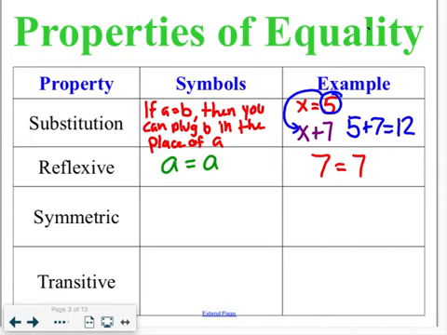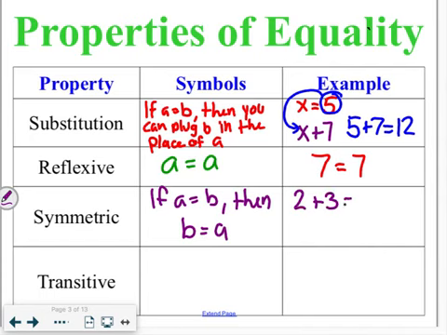The symmetric property says that you can flip-flop what's on either side of the equal sign. So for example, if A is equal to B, then B is also equal to A. So if we look at a mathematical expression of that, we've got 2 plus 3 is equal to 5, and 5 is equal to 2 plus 3. Again, simply saying that we can flip-flop what is on the left side and the right side of an equal sign. The last part is the transitive property.